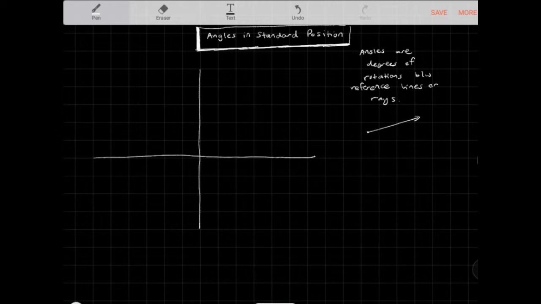Okay, and we're going to basically be looking at rays, and the two rays that we're going to be looking at, one of the rays is positioned on the x-axis. We're going to call this ray the initial arm. So this is the initial arm. It's always positioned on the x-axis, right? So the initial arm is positioned at the positive x-axis.